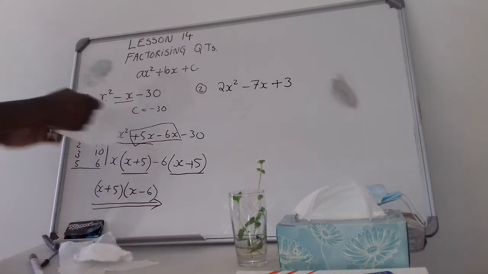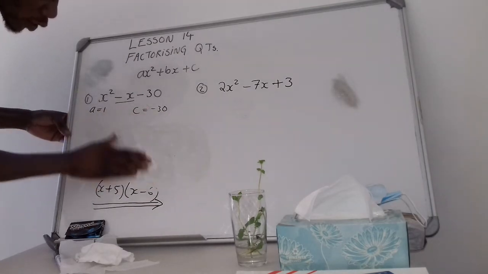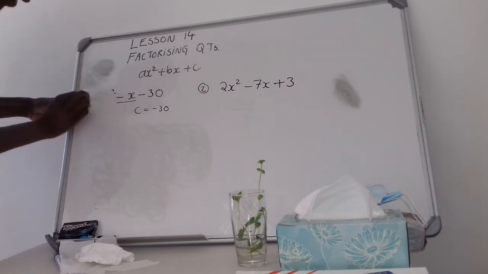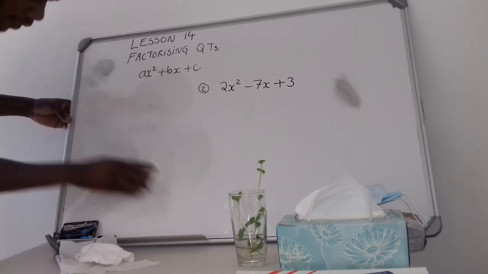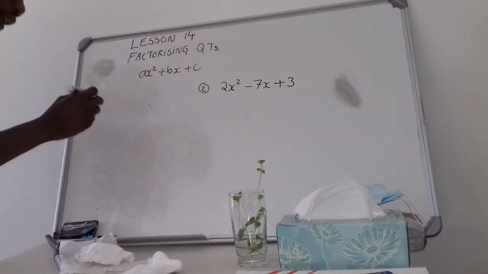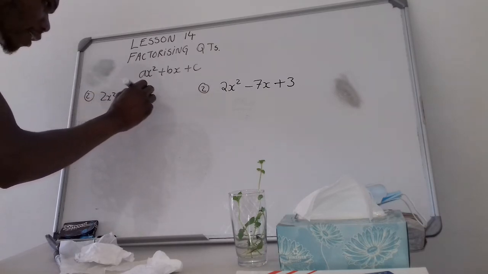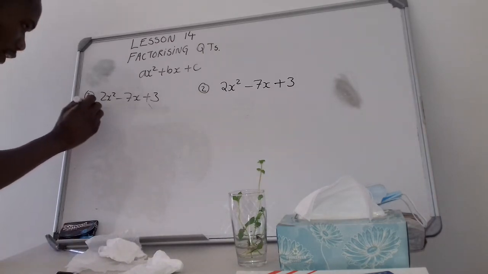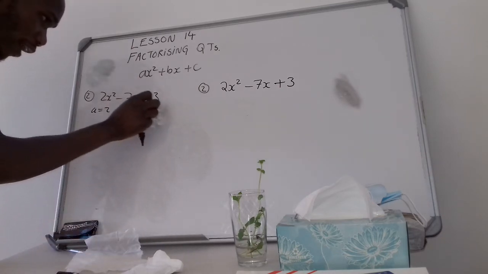For number 2, I'm going to wipe this off so I can have space for it here. It's very important that you identify a and c. Sometimes when you have negative signs, it means that when you get the factors, one of the numbers has to be negative, or even sometimes all the numbers will be negative. So let's look at number 2: 2x squared minus 7x plus 3. Here a is bigger than 1, so a is equal to 2 and c is equal to 3.